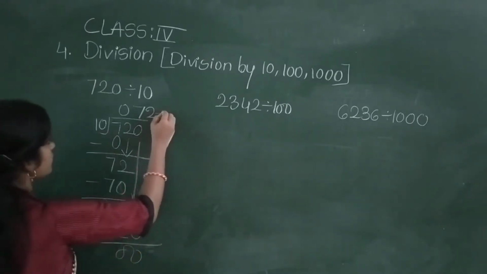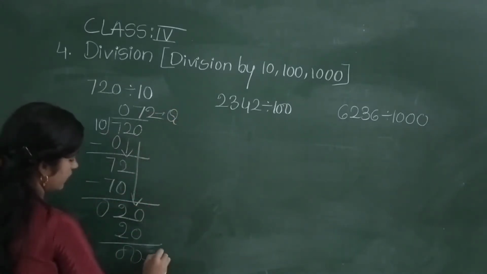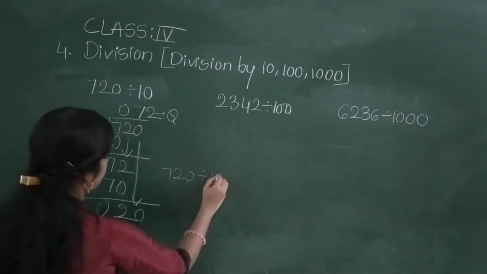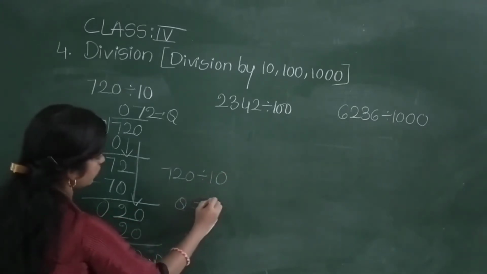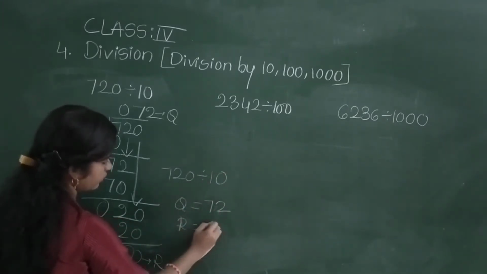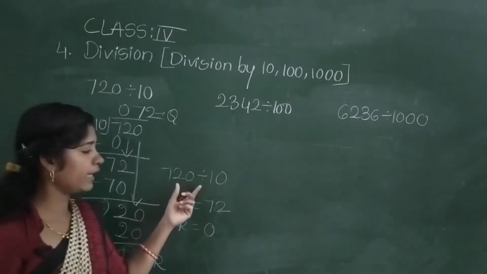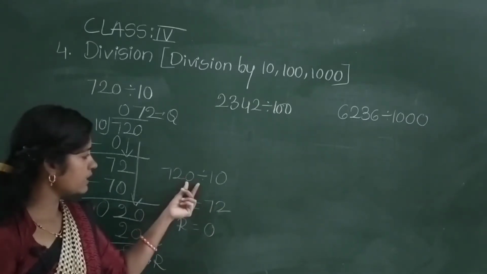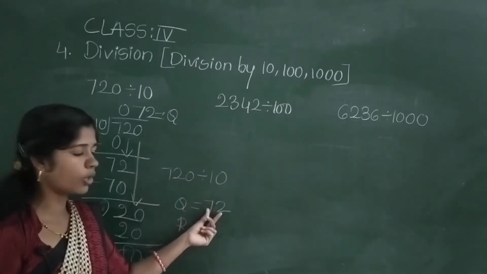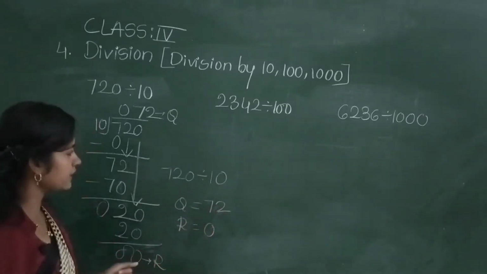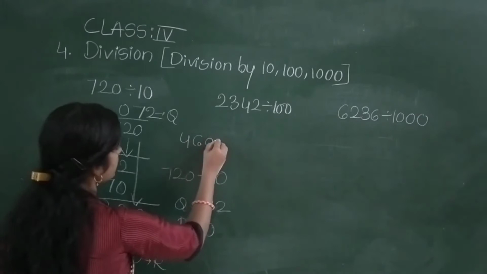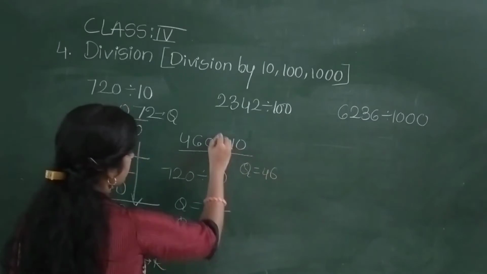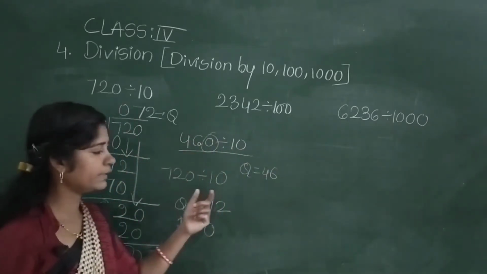After solving this example, what do you come to know? Just see here, this is the quotient, and here you see the remainder. When I divided 720 by 10, I got quotient equal to 72 and remainder equal to 0. So when you are dividing a number by 10, you just leave the ones place. See here, 720 is there, and I got quotient 72. For example, if you took 460 divided by 10, then the quotient is equal to 46. Just drop this 0 and you will get the direct answer.